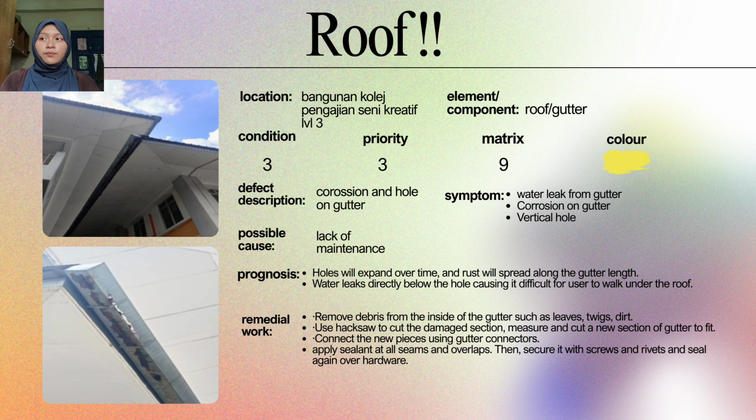Remedial work: remove debris from the inside of the gutter such as leaves, twigs and dirt. Use a hacksaw to cut the damaged section. Measure and cut a new section of gutter to fit. Connect the new pieces using a gutter connector. Apply sealant at all seams and overlaps, then secure it with screws and rivets and seal again over the hardware.